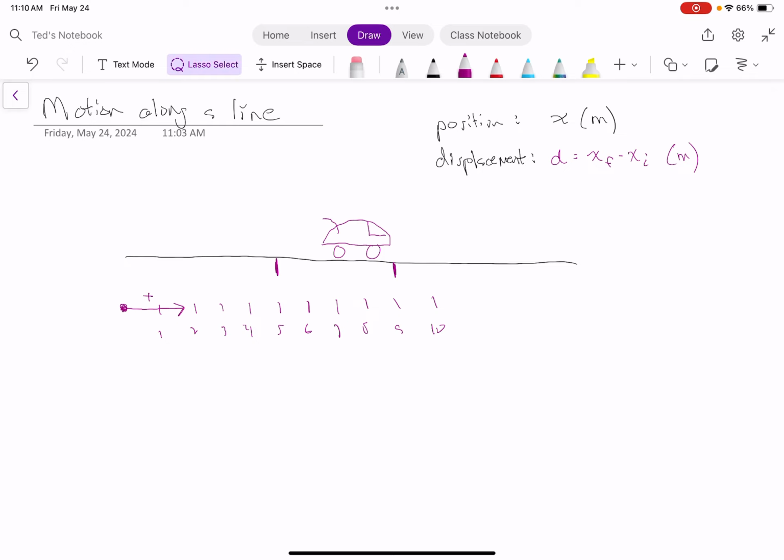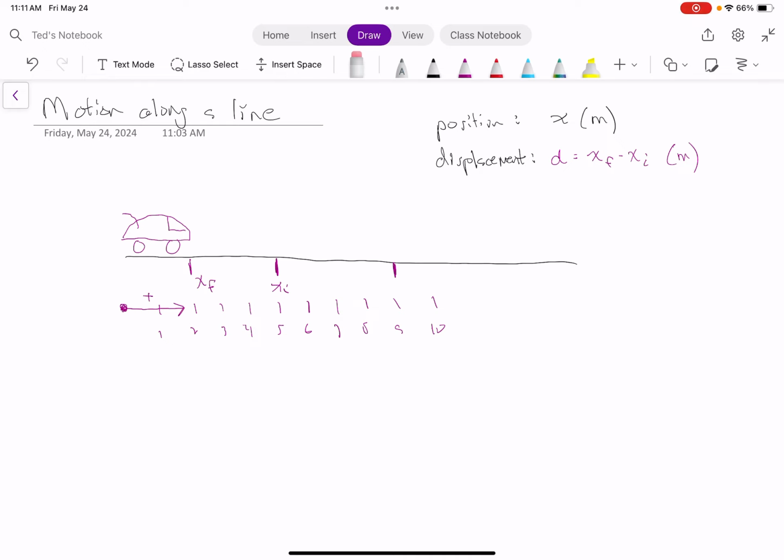We could also have a negative displacement if my car started at the 5-meter mark and then it moved to the 2-meter mark, so that my initial x was here and my final x was here. We could have a final position of 2 and an initial position of 5, and 2 minus 5 is a displacement of negative 3 meters. Again, if we imagine that the car started here, a positive displacement means we moved this way, and a negative displacement means we moved that way.